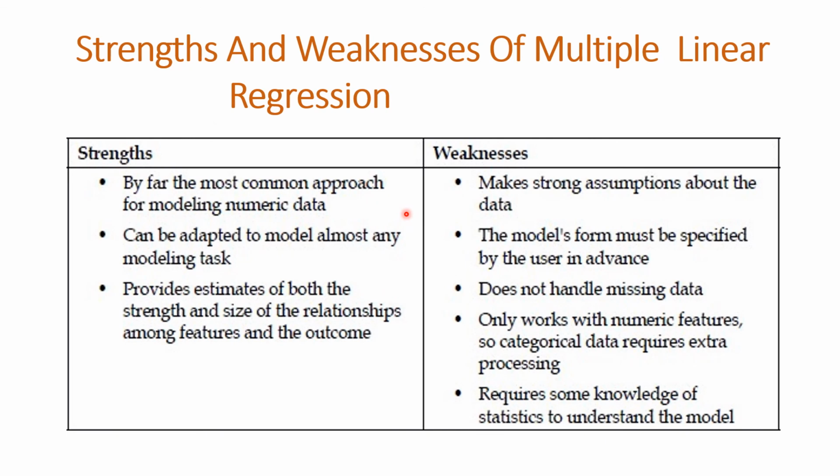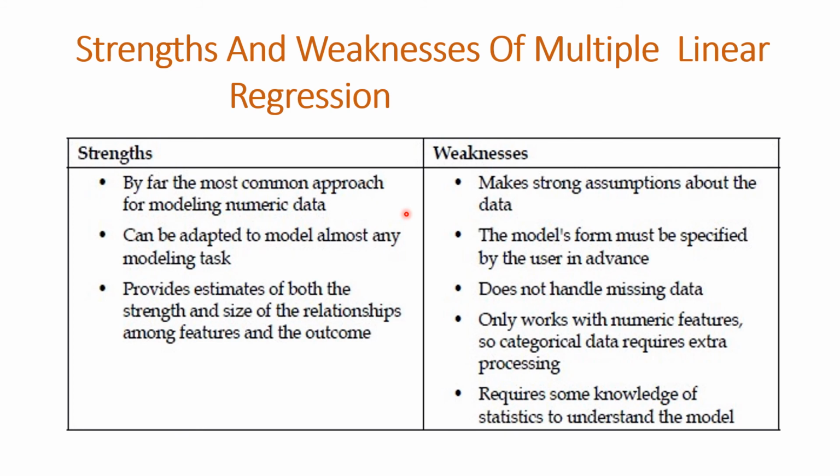Now we can see the strengths and weaknesses of multiple linear regression. The strength is that it is by far the most common approach for modeling numeric data. In multiple linear regression, we have one dependent variable and multiple independent variables. These multiple independent variables can make very good predictions for the dependent variable, and it can be adapted to model almost any modeling task. This multiple linear regression can be used for multiple modeling tasks. It can be used in every field.